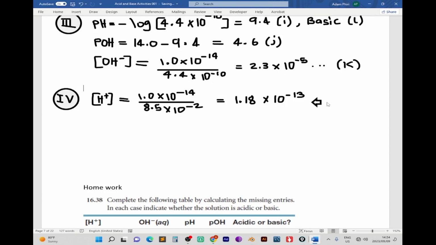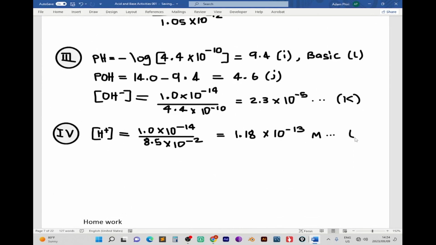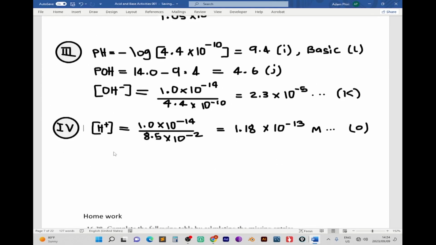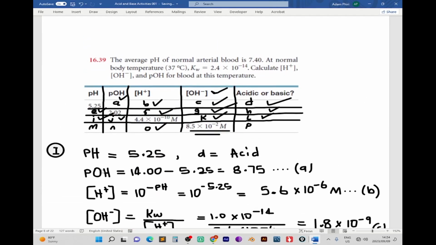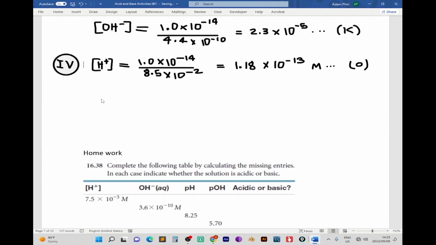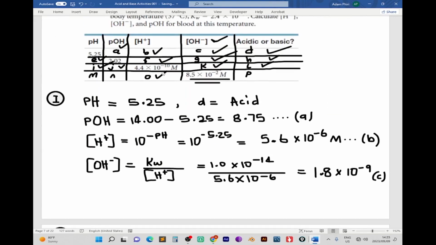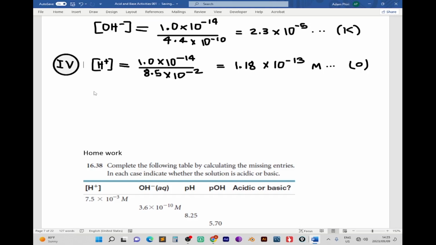And once again, that's our molarity. So you always give the correct unit for whatever concept you are asked. So that will be our value for O. When you find that in the table, you have to replace the O with the value we've calculated. Then now we have to find the next value on the table. What we need to find, what we're given there. So finding again pOH.